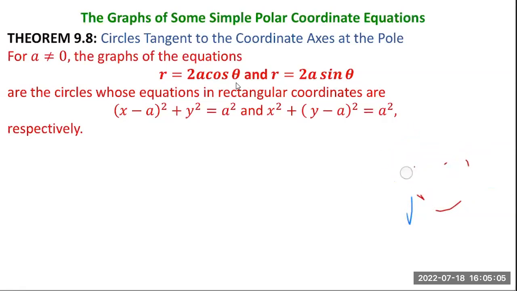All right, let's go over the statement of the theorem. For a not equal to 0, the graphs of the equations r is equal to 2a cosine theta and r is equal to 2a sine theta are circles whose equations in rectangular coordinates are given by x minus a squared plus y squared is equal to a squared and x squared plus y minus a squared is equal to a squared, respectively. That means the Cartesian equation of this polar equation is this equation, and the Cartesian equation of this polar equation is this equation. So that's what it means.